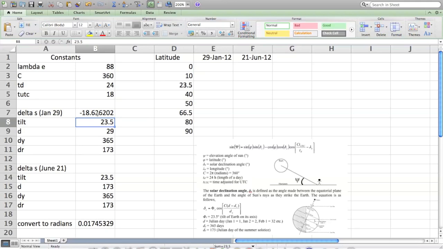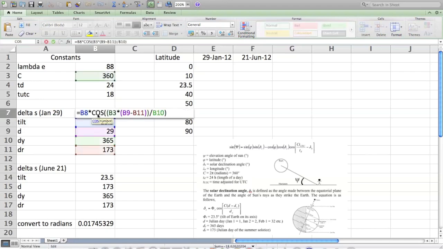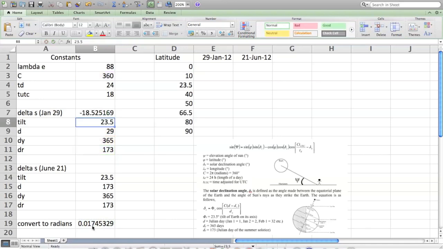The reason why is because I'm doing this calculation using degrees when Excel thinks I'm using radians. So I'm going to go in here and multiply everything that I just did inside of these parentheses times my constant, which is down here at the bottom. I'm going to come right in here at the beginning and multiply this by this value. So I'm going to click here, click on times, and now when I do this, it's giving me the correct negative 18.52 as the delta sub S for January 29th.